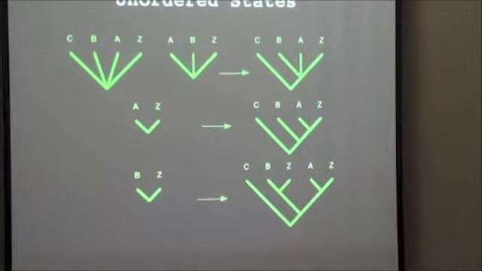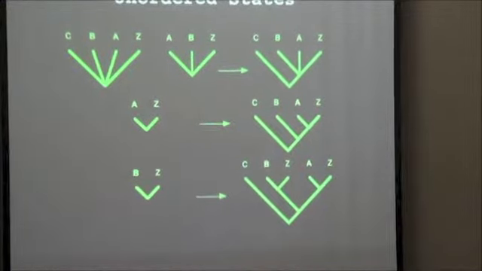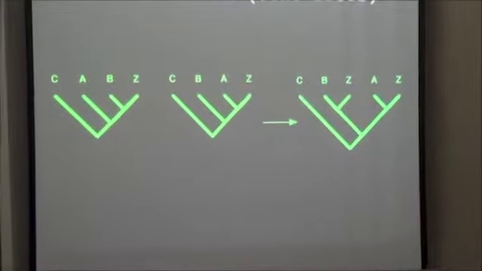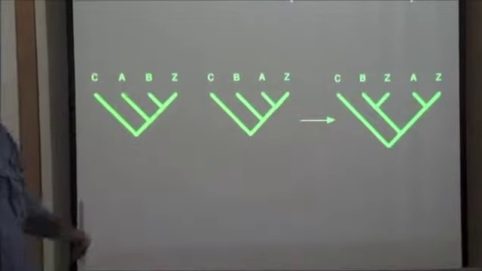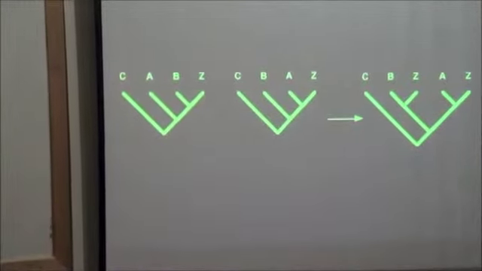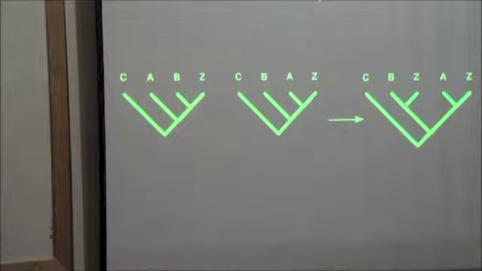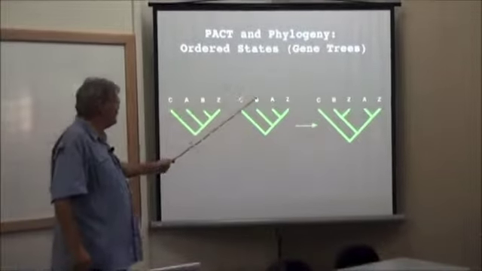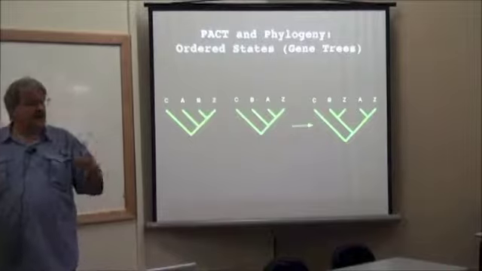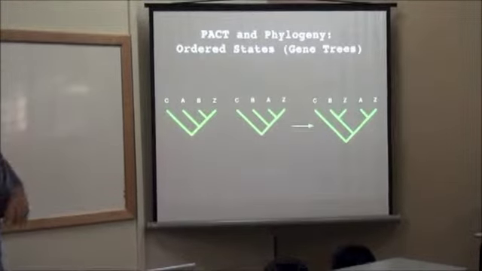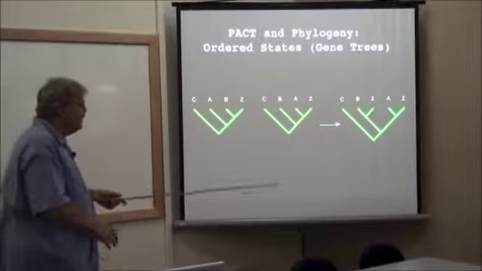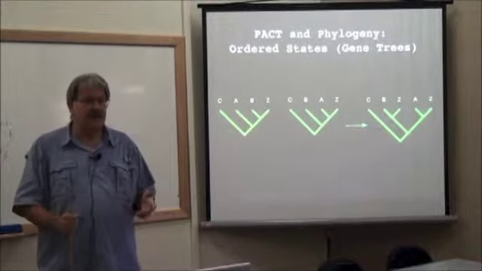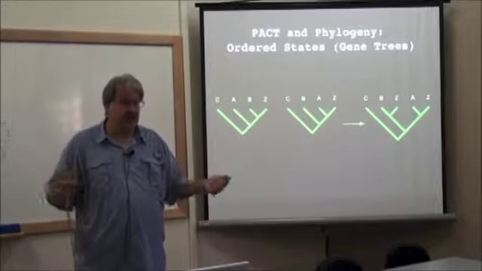What if you have gene trees? What if you have what are called ordered states? So here we have 2 gene trees. And we do a PACT analysis, we get the same answer. So if you have one gene that shows the connection between B and Z, and another that shows the connection between A and Z, that is, each of the genes represents 1/2 of the hybridization event, the hybrid speciation event, then PACT will give you the right answer, quote unquote. It will tell you that there was hybridization and there was equal genetic sharing.